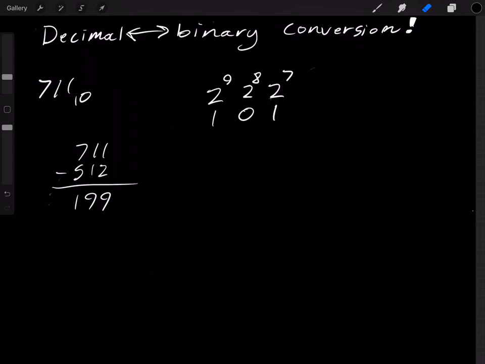2 to the 7th does, so that's a 1. So 2 to the 7th is 128. You subtract 128 from that, and you get 71. And you know 2 to the 6th is going to be 64. 64 goes into 71, so you place a 1 here, subtract by 64, and you get 7.